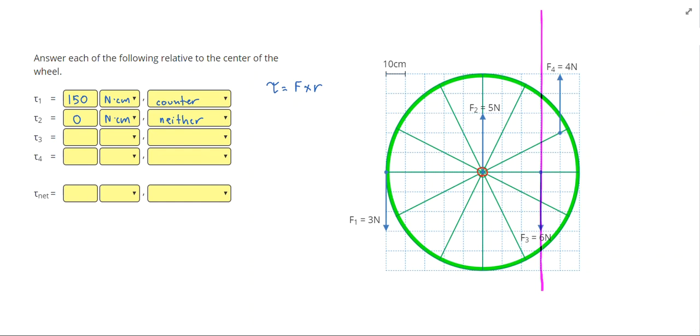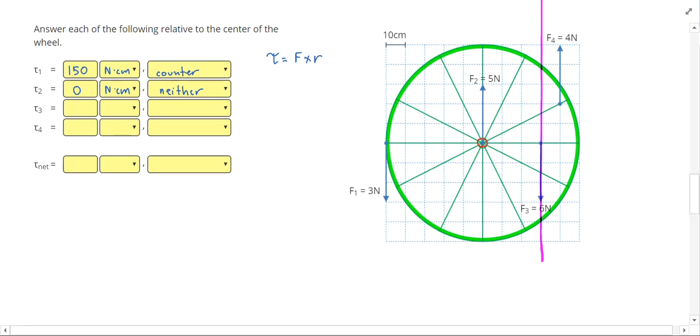Drawing our next line of action through force 3. Counting from the center to force 3, we go 10, 20, 30 centimeters. 30 centimeters multiplied by 6 newtons gives me 180 Newton centimeters. Force 3, the 6 Newton force, is trying to make this spin in this direction, which is clockwise.